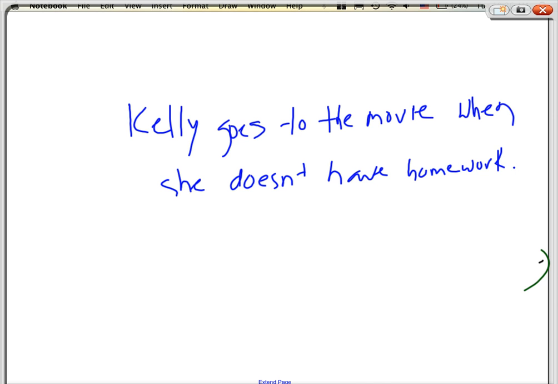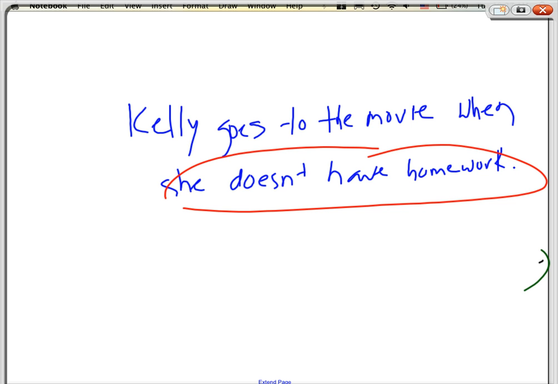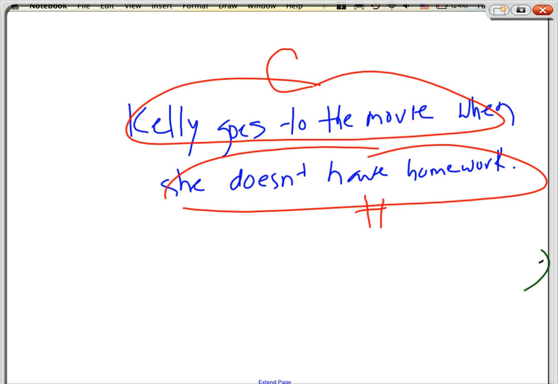This is why we call it logical reasoning. You have to kind of just think about it. What happens first? What happens next? So once you have identified, you go and say, okay, so she doesn't have homework is your hypothesis or conclusion? Hypothesis, and then Kelly goes to the movie is your conclusion. Now you have the hypothesis and conclusion, and if I want you to put it back into the if and then form, how do you write that into the if and then form?